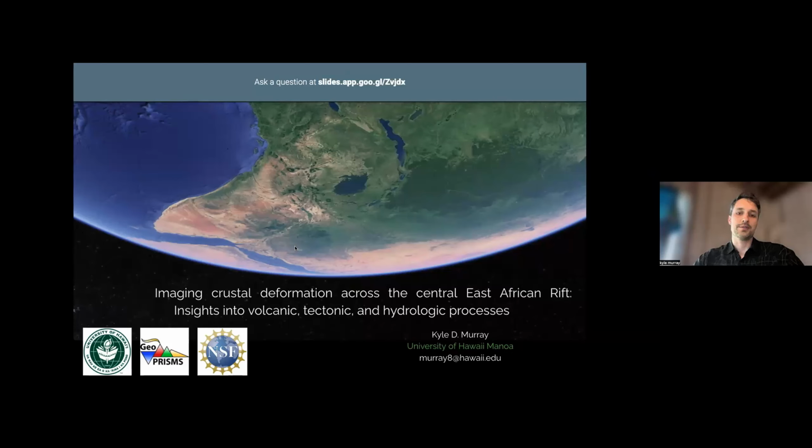We wanted to start to fill in the gaps and understand biases in the current large scale velocity fields, and especially for the shorter wavelength signals that might be hidden within the broader tectonic strain field. So hopefully that will become more clear throughout the talk.